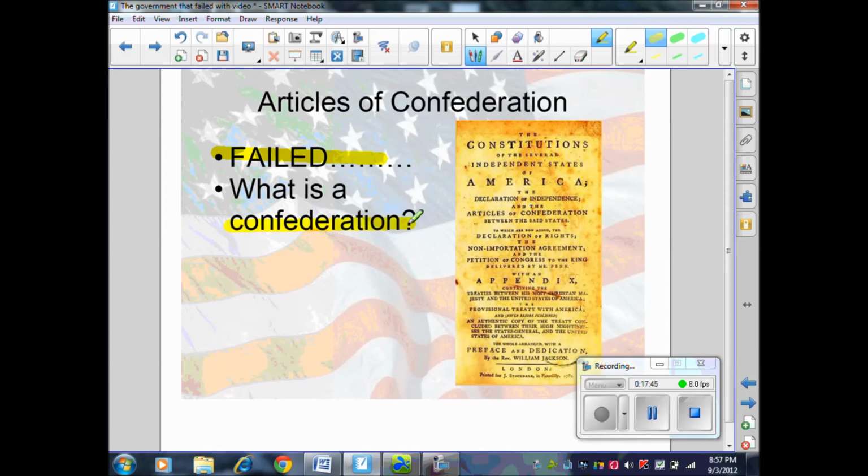I'm going to give you guys a minute to think about that. You can say it's a loose union of states. But why is it a loose union of states? Really what you want to ask yourself is, where's the governing power in a confederation? And you should be thinking to yourself right now that the governing power in a confederation lies with the state governments.